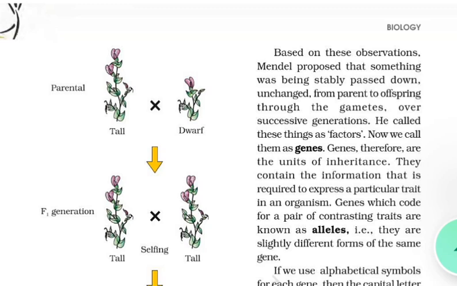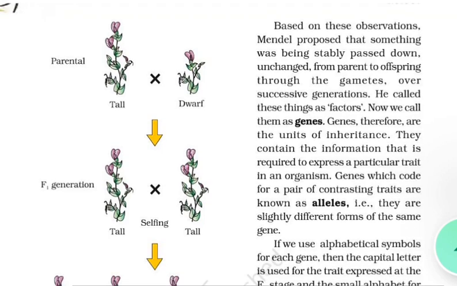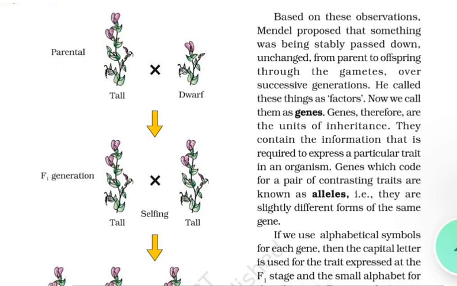Genes which code for a pair of contrasting traits are known as alleles. That is, they are slightly different forms of the same gene. Slightly different forms of the same gene. Do not say different forms of different genes, but correct is they are slightly different forms of the same gene.